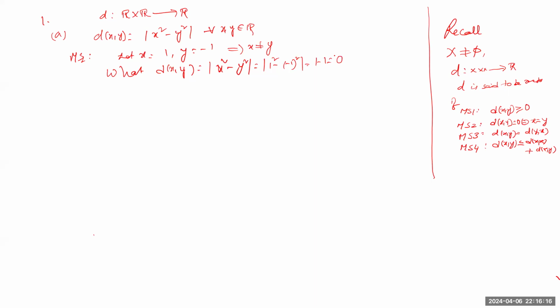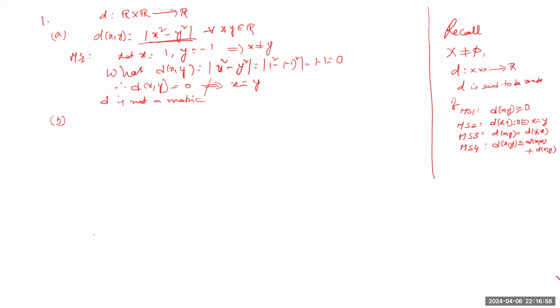So what happened here? The distance d(x, y) equals 0 does not imply x equals y. So clearly the second axiom, MS2, fails. That's why this d is not a metric, and hence it is not a metric space under this metric.